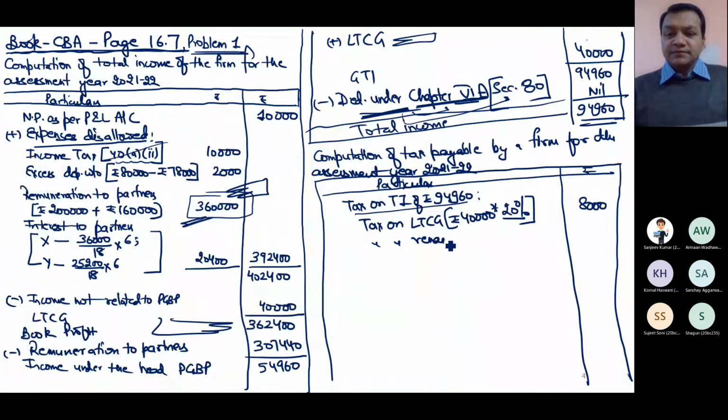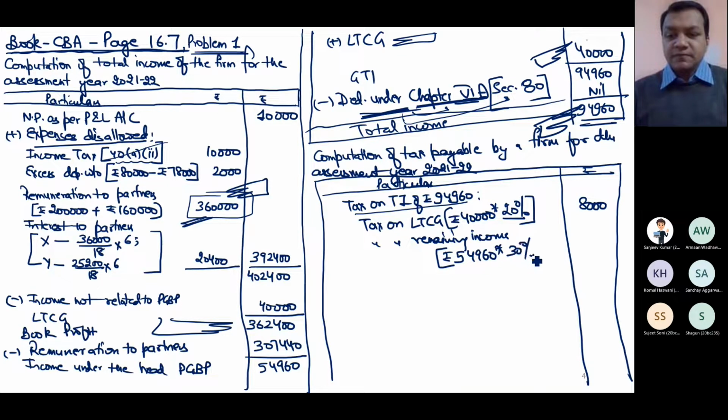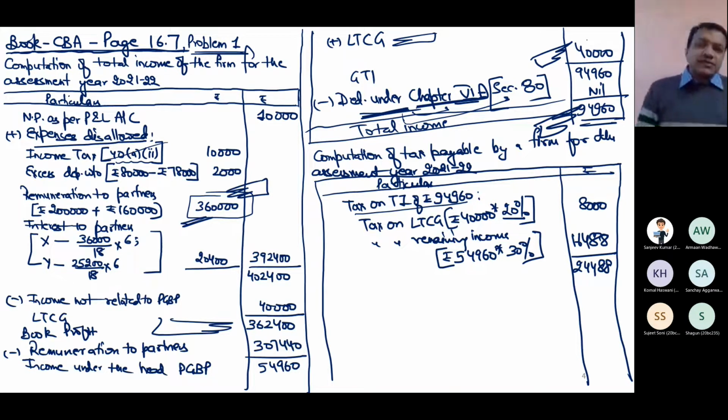Tax on the remaining income of the firm: if you remove 40,000 from 94,960, you are left with 54,960, and this has a flat rate of 30%, which is 16,488. Total 24,488. Now, firms do not get any rebate under section 87A. There is no rebate of 87A for a firm.